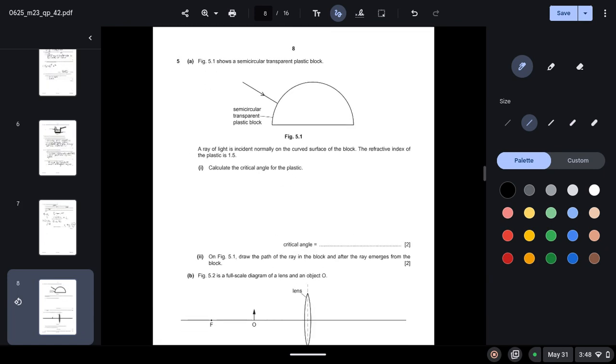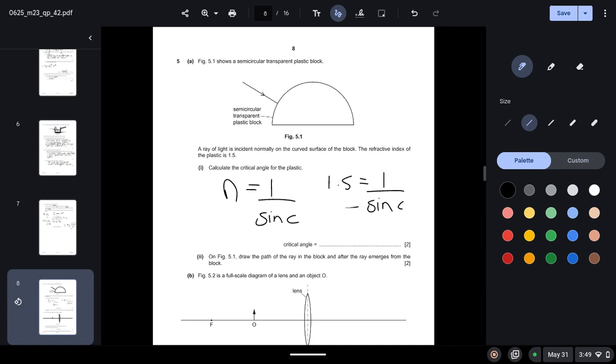Question 5. Figure 5.1 shows a semicircular transparent plastic block. A ray of light is incident normally on the curved surface of the block. The refractive index of the plastic is 1.5. Calculate the critical angle for the plastic. So the formula for critical angle is n is equal to 1 over sine c, where c is your critical angle. So they have given us the refractive index 1.5, 1 over sine c.